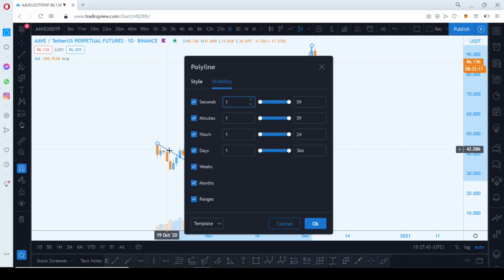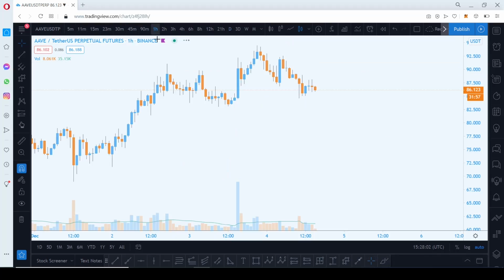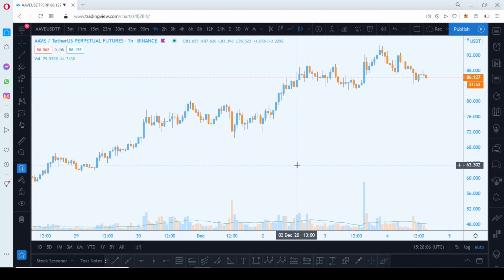So as you can see, the structure is bullish, right? We have a high here, we have a low, a higher high, a higher low, and what we have here is also a higher high. So the market structure is bullish on this daily time frame. But let us look at the 1 hour and see what is happening there. Okay, here is the 1 hour chart.